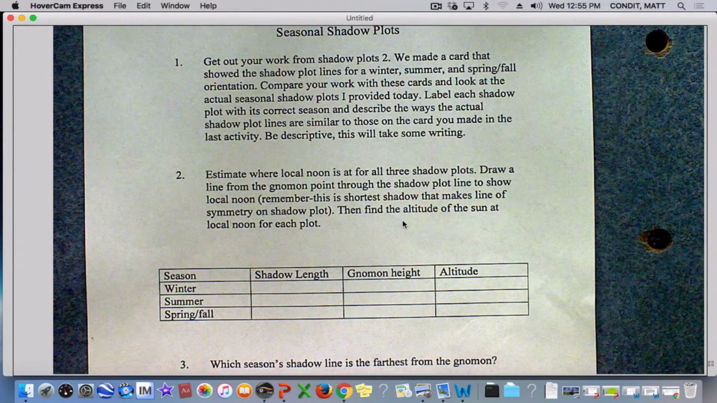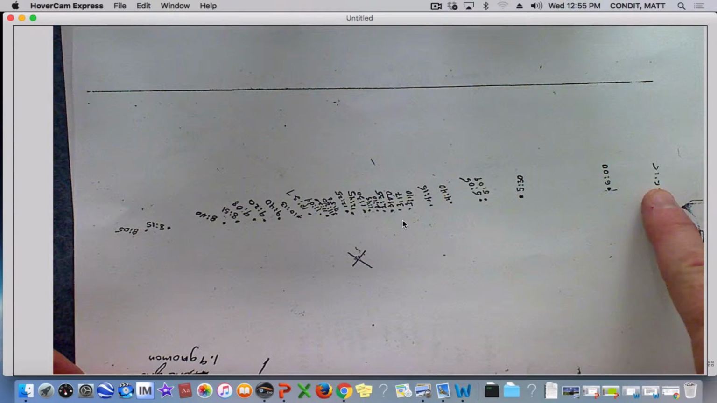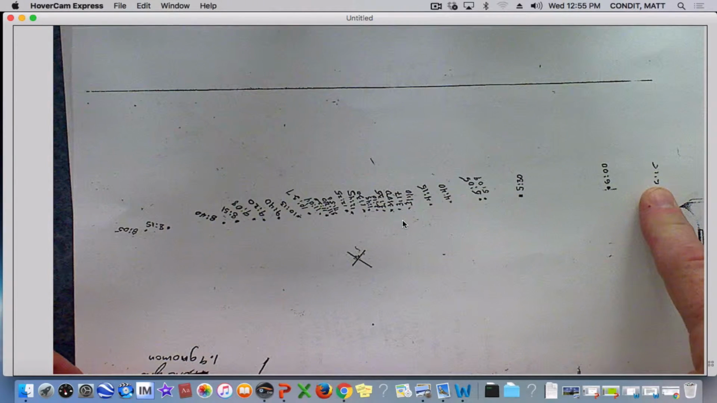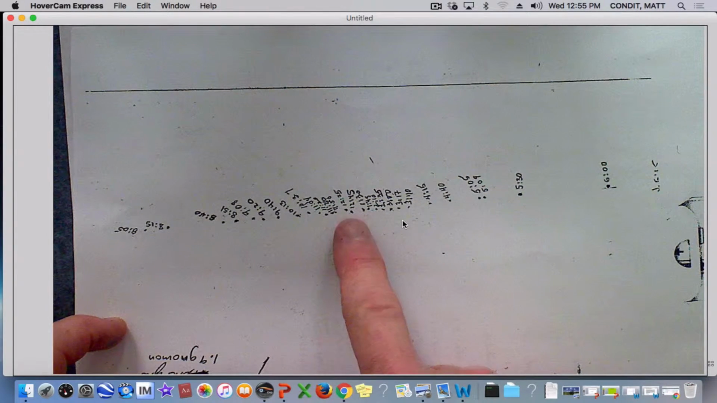Now remember how we do this. We've done this before. When we make a local noon line, I'm not going to do this for you, but I am going to explain how to do it. You're going to make a line that runs through all of the dots, which will show us the basic trend of the shadows during the day, and then you've got to find the shortest shadow. The shortest shadow is going to be somewhere for this shadow plot right in this area, because those are all the shadow points that are closest to the gnomon.